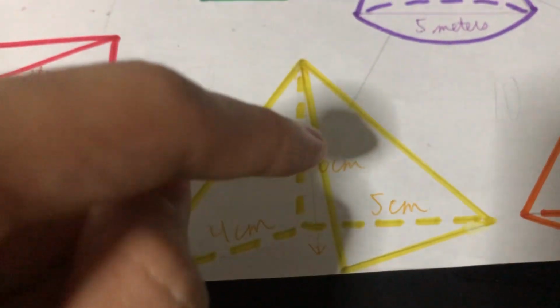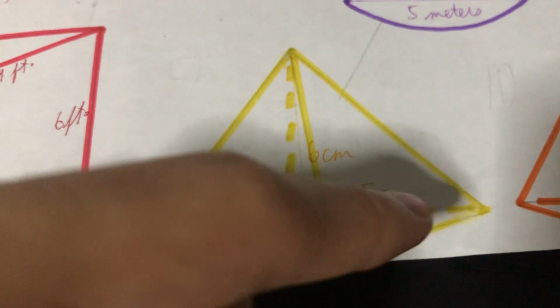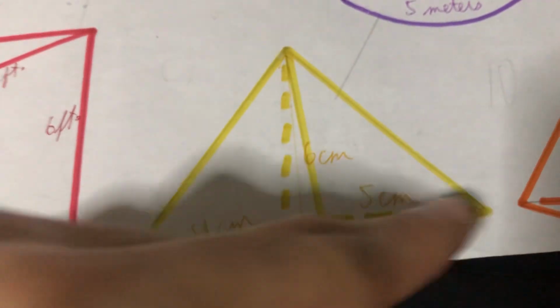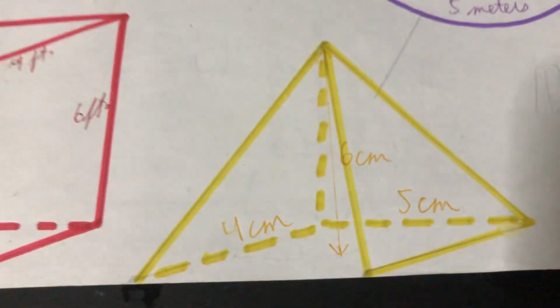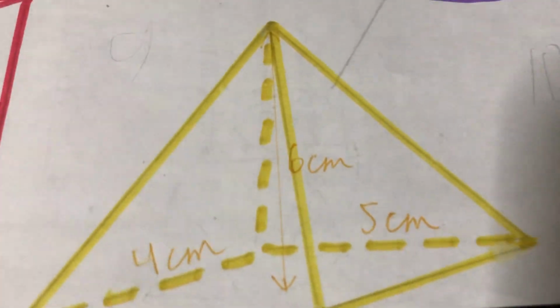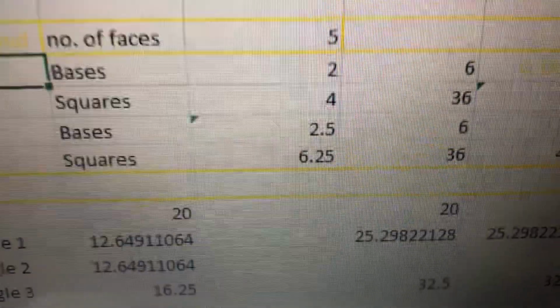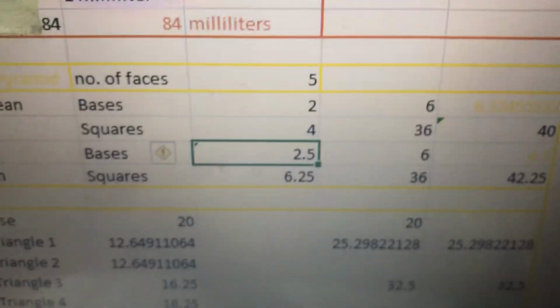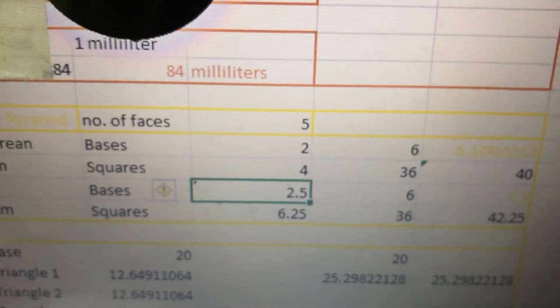Remember, if we do this, ang base namin dito ay 5 centimeters. Then, the height is 6 centimeters. But since we want the right triangle only, we have to divide the length of this base by 2. So, 5 divided by 2 is 2.5. So, ganito yung formula na ginawa ko sa Pythagorean theorem. So, we have base, 2.5. Kasi po, ito yung formula na ginawa ko.